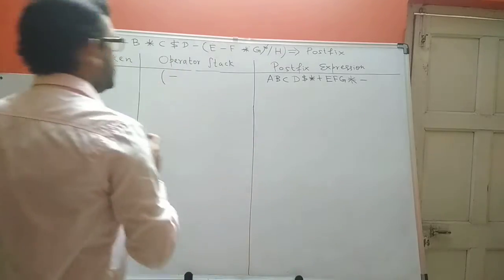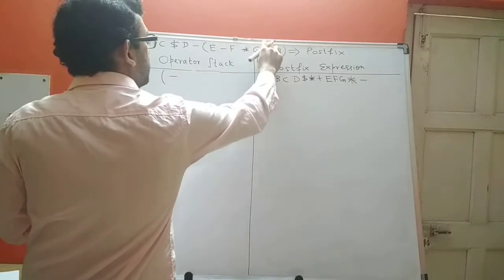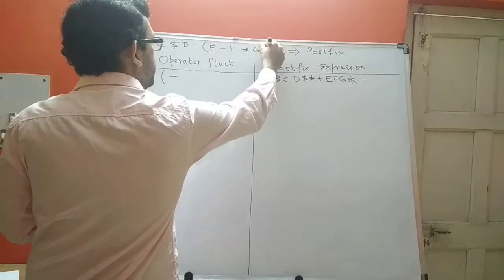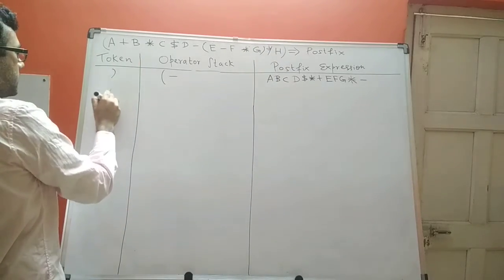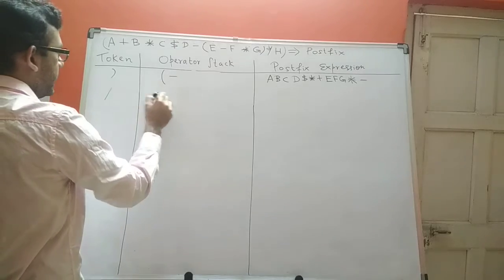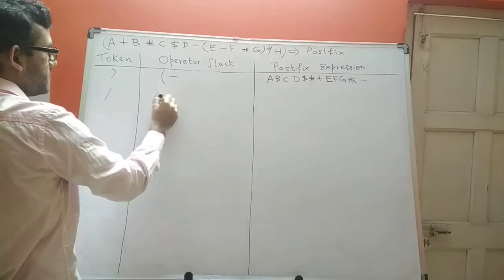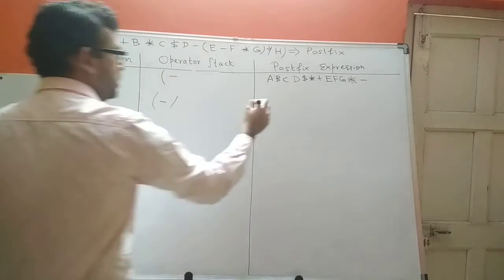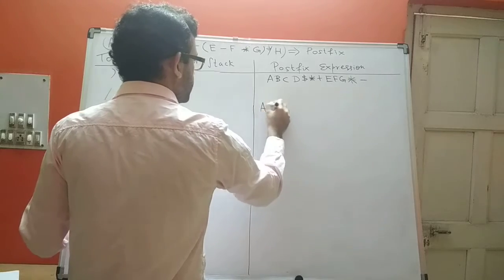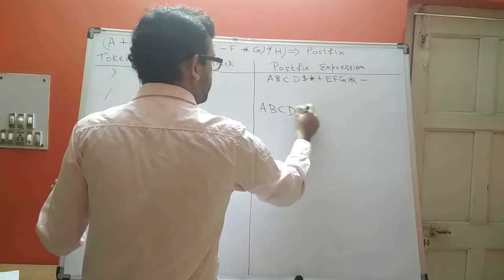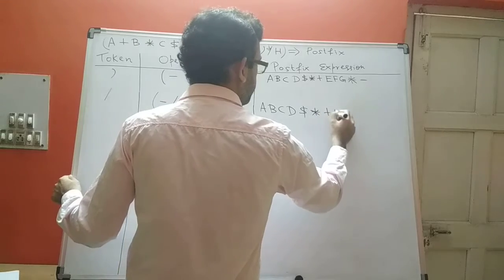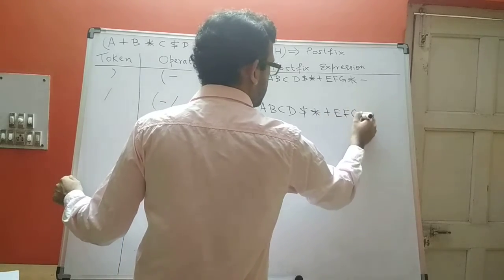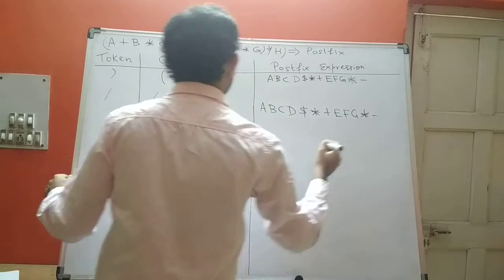Okay. Next, I have division. So my next token is division. Now, as I can see that division has greater precedence than minus, so I can push it onto the stack. My postfix expression remains the same. So you have to write the steps every time you encounter a new token. You have to show every step.